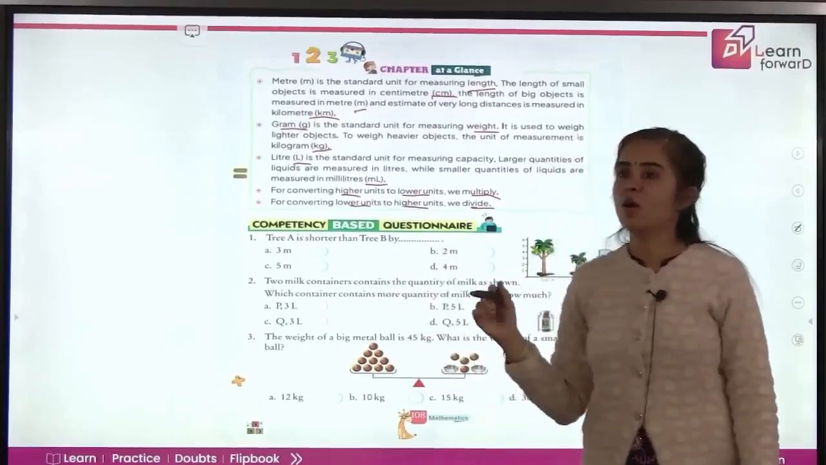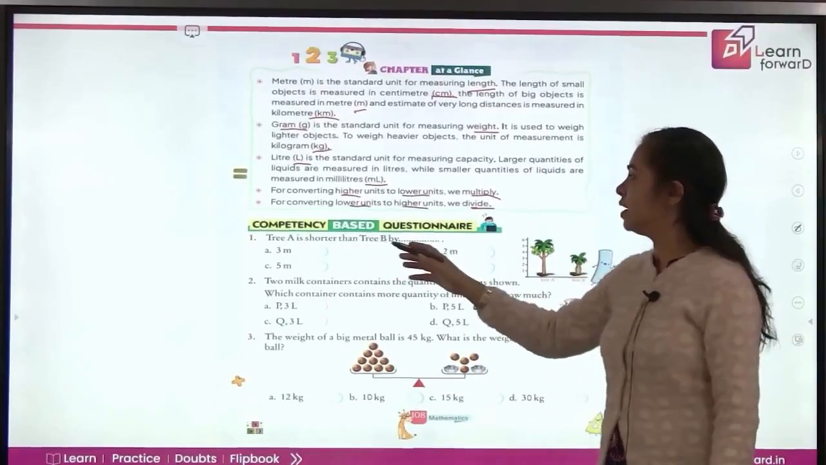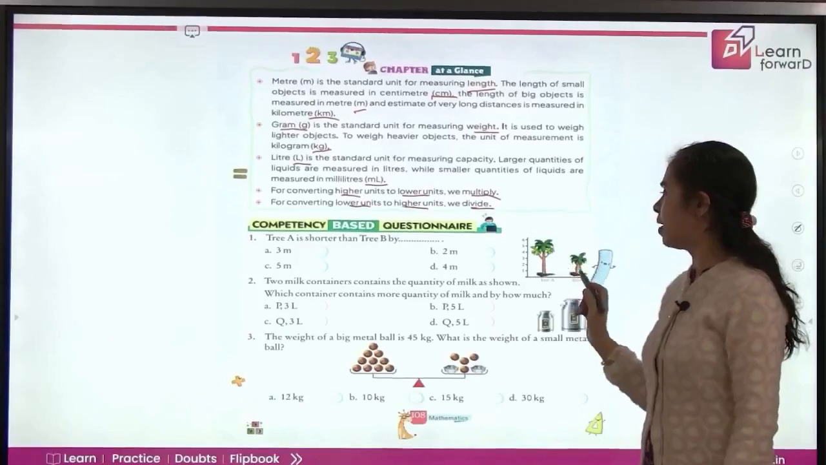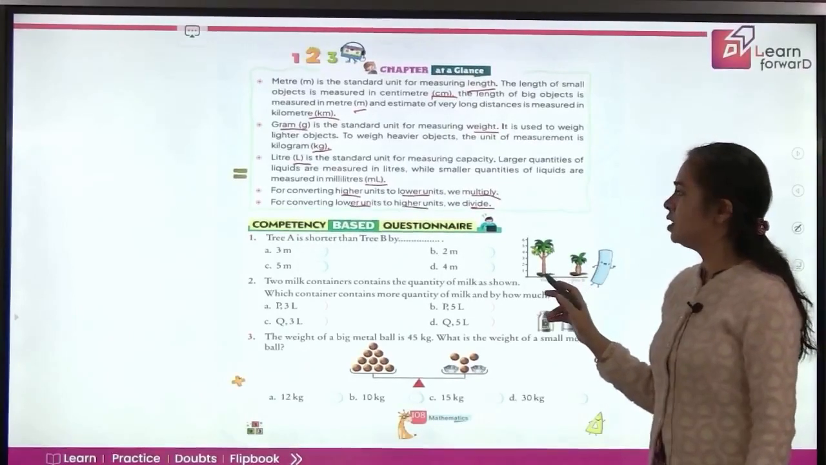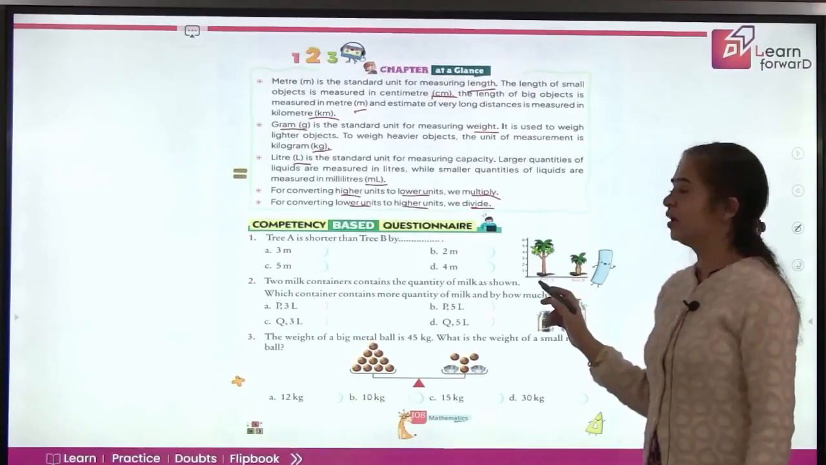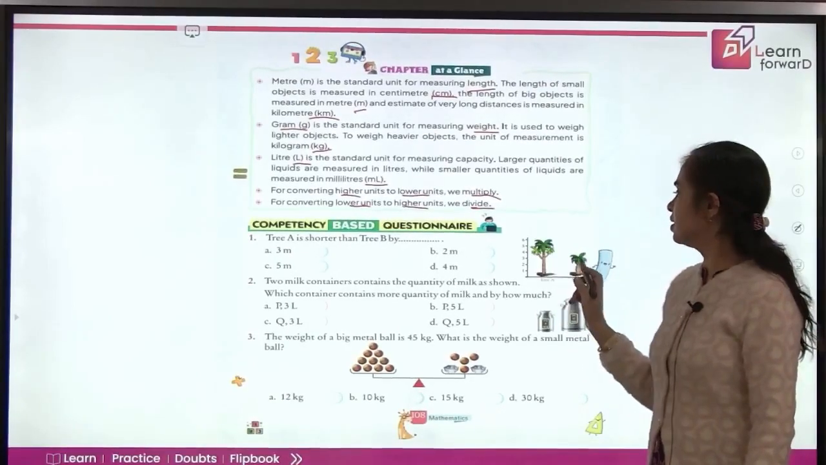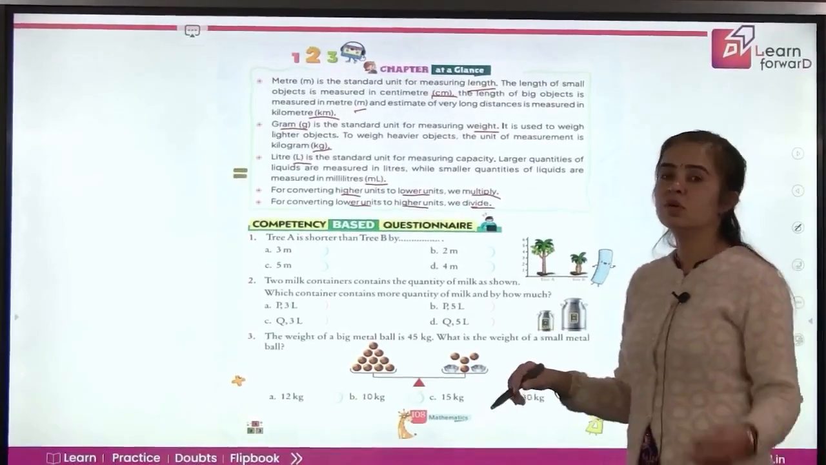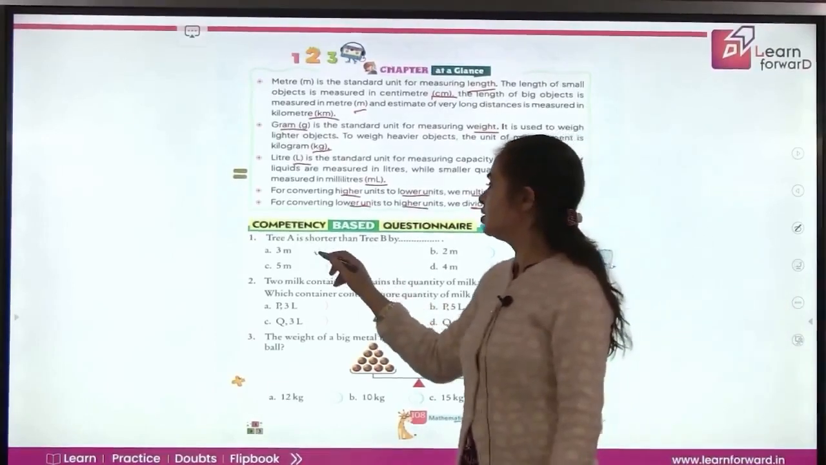Now, here are competency-based questions for you. Tree A is shorter than tree B by how much? So, what do you see? Tree A is taller, not shorter. So, this is 6 and this one is just 3. So, what's the difference? Just 3 centimeters.